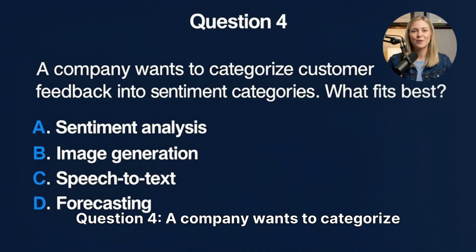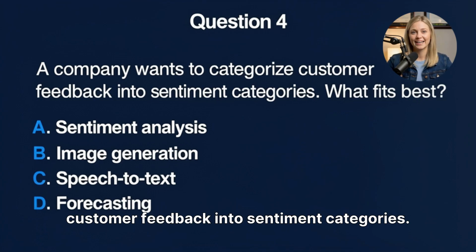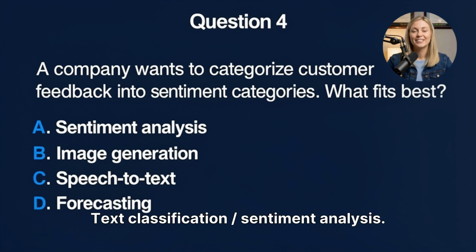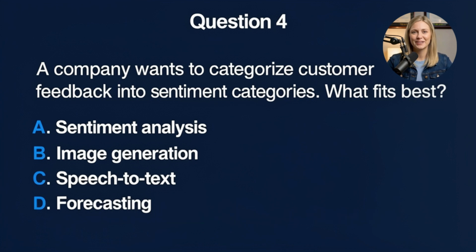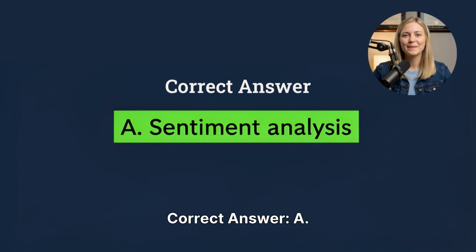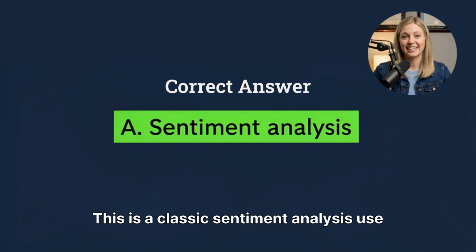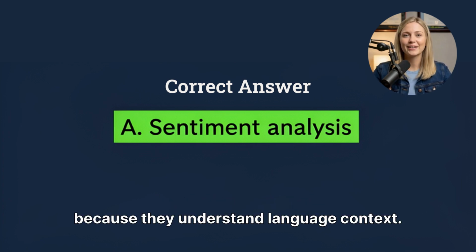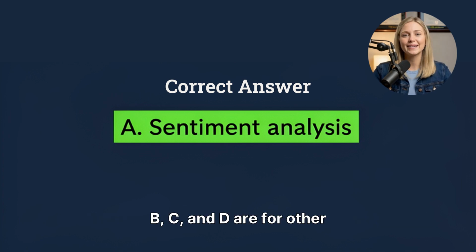Question 4. A company wants to categorize customer feedback into sentiment categories. What fits best? A. Text classification, sentiment analysis. B. Image generation. C. Speech-to-text transcription. D. Time series forecasting. Correct answer, A. This is a classic sentiment analysis use case. Foundation models can classify text extremely well because they understand language context. B, C, and D are for other ML tasks.